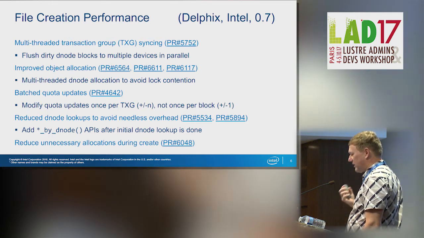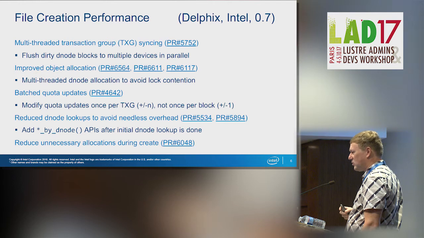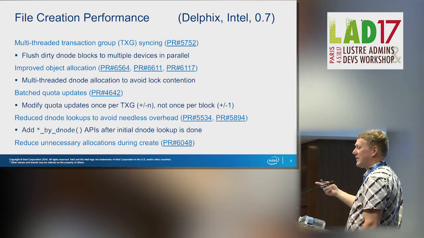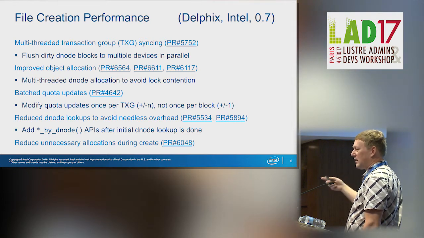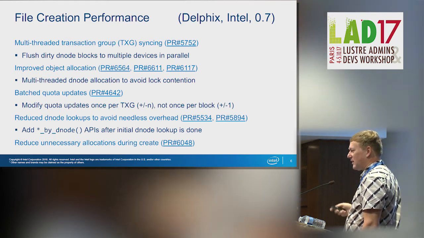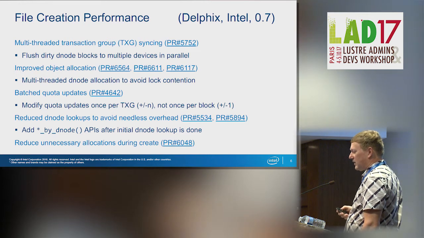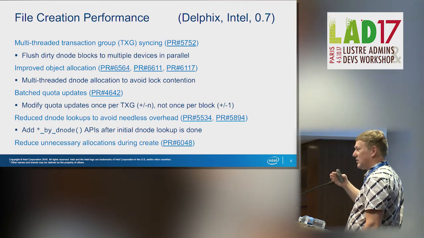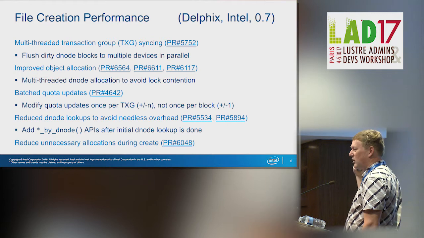And so this is just a listing of a few of the things. Having multi-threaded syncing of inodes after your transaction commits, or during transaction commit, I should say, it's writing out all of these updated dnodes in memory. It can do that in parallel, right? Improving the object allocation itself, just which dnode is being used next, was single threaded, right?